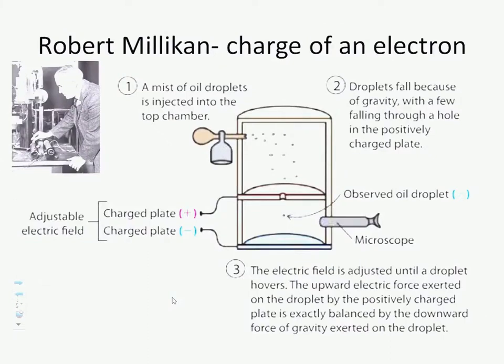Thomson's experiments. He proposed the charge of an atom. What he did was he had these two charged plates that were parallel to each other. He then used a mist of oil droplets to inject them into the chamber. They fall because of gravity, okay?